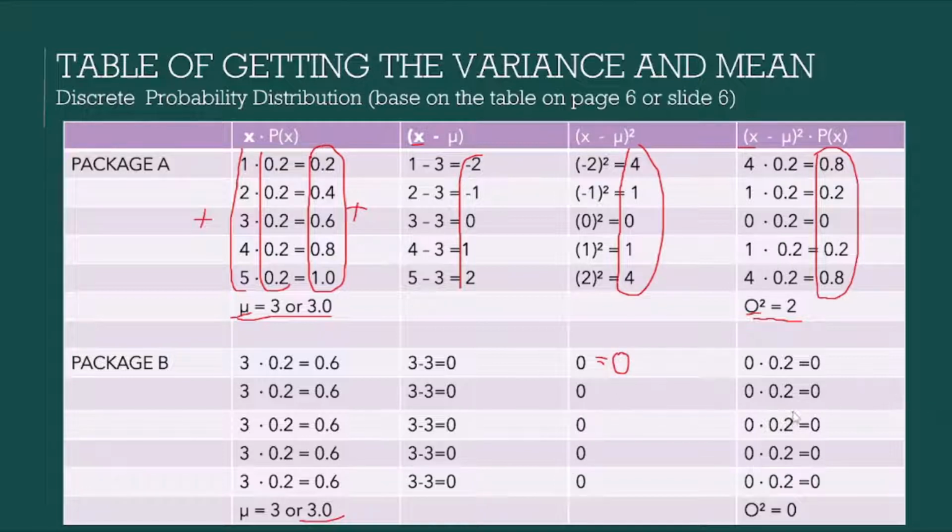After that, we get the answers we got here, which is 0, and times it with 0.2, or px, which our px is this. And that's how we get the variance for the package. That's how we get the mean and the variance for package A and B. This is the variance of B, by the way, and this is the mean of package B.